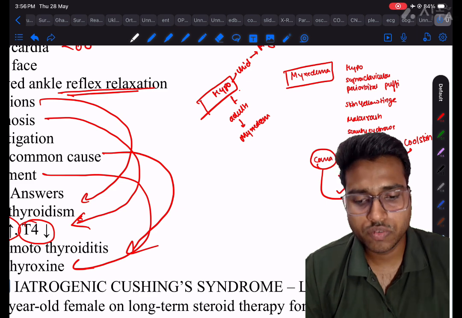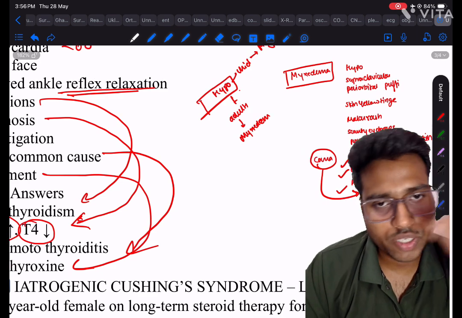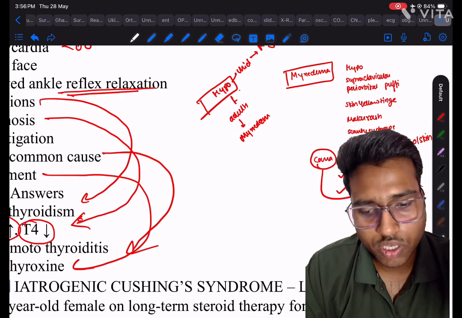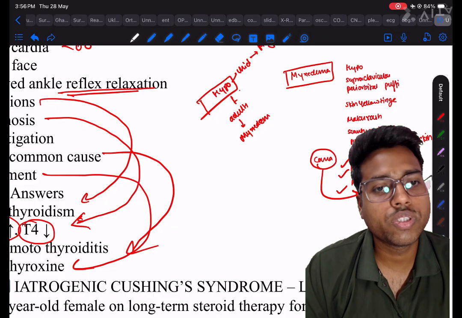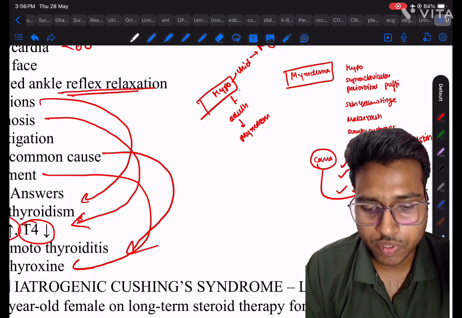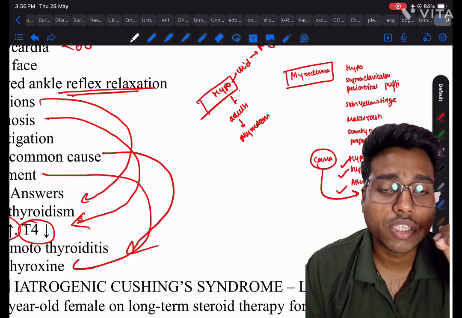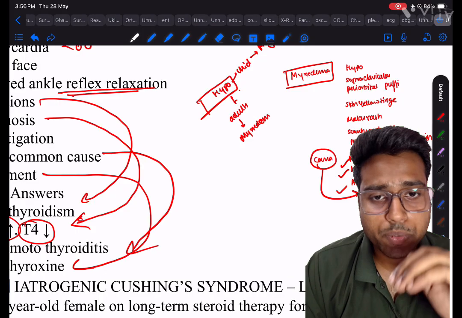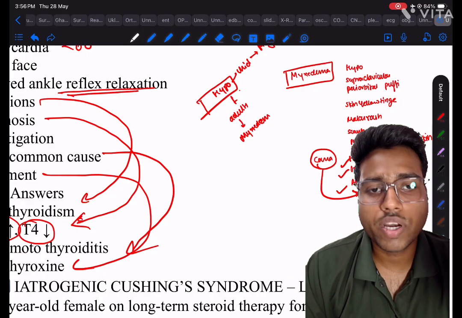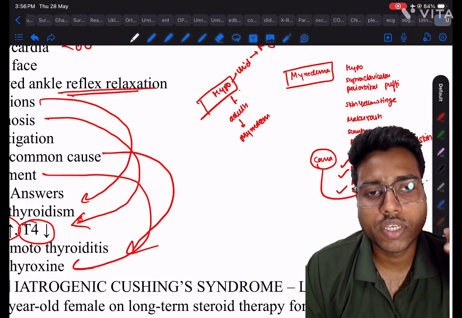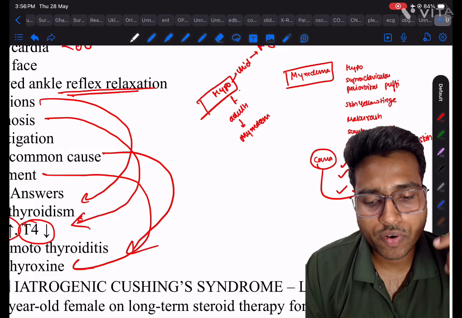I will tell you what the treatment is for this. I told you hypothyroidism, so we have to give T4 hormones. I told you hypothermia, so we have to do passive rewarming. And I told you hypotension, so in hypotension we have to give crystalloids. Why hypotension? Because of decreased cardiac output and decreased systolic blood pressure. Okay, so we have to give crystalloids.